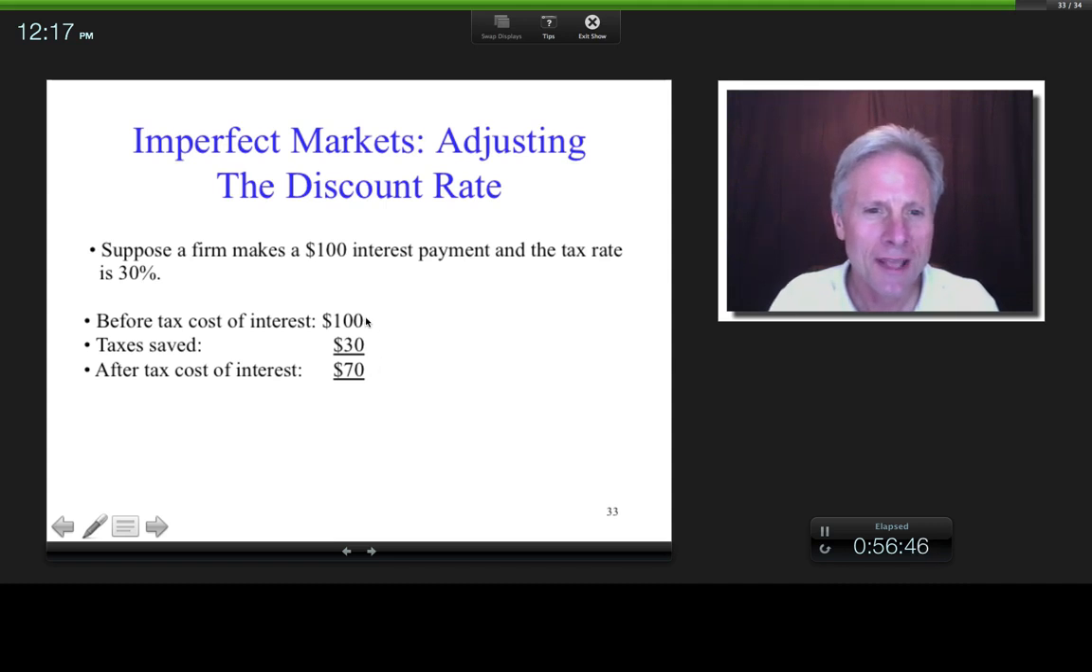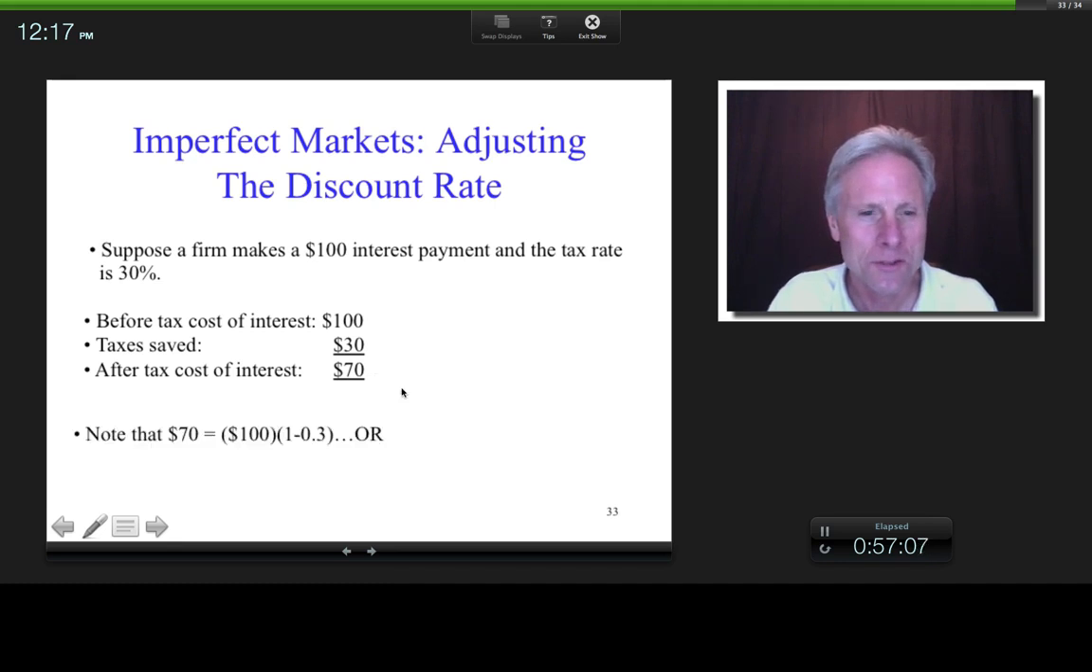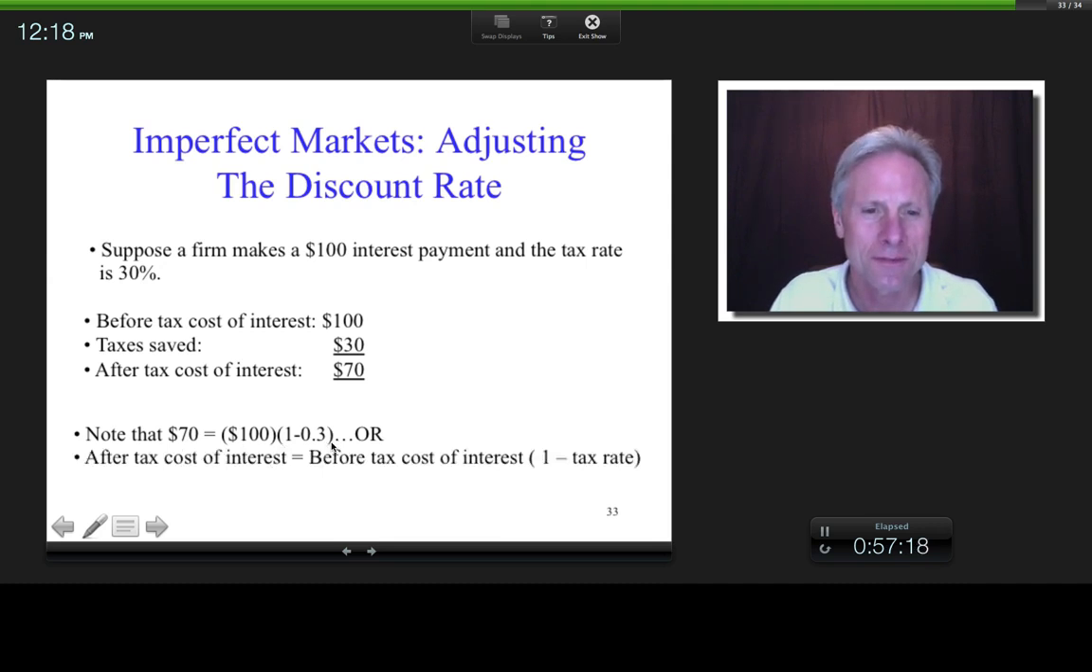So here's my question. What would I take this 100 and multiply it by to go straight from the 100 to the 70? Well, you could multiply it by 0.7, right? But 0.7, is that also 1 minus the tax rate? 1 minus 0.3? It is, right? So in other words, to get an after-tax cost of interest, I take my before-tax number and I multiply it by 1 minus the tax rate. Or if I use words, the after-tax cost of interest is the before-tax cost of interest times 1 minus the tax rate.